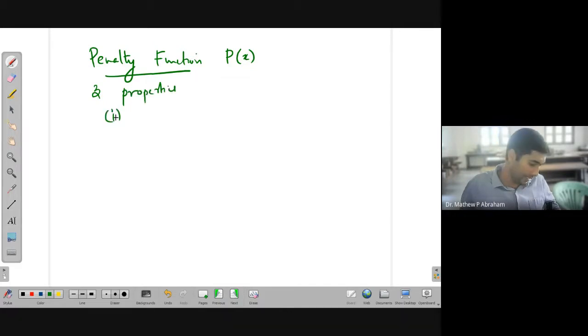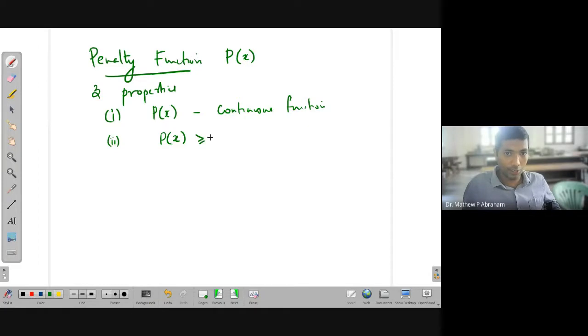The first property is that p of x must be a continuous function. It cannot be a discontinuous function. The second property is that p of x cannot be negative. It needs to be greater than or equal to 0 for all x in the entire space. Not restricting to the constraints, but in the entire space it needs to be non-negative.